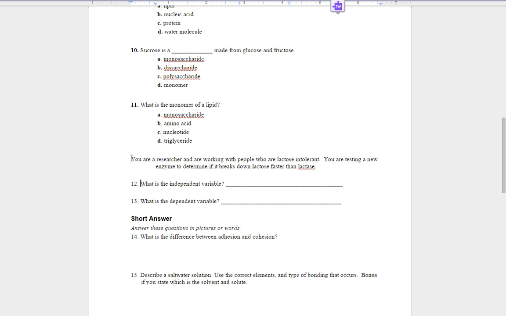I'll read it again. You are a researcher and are working with people who are lactose intolerant. You are testing a new enzyme to determine if it breaks down lactose faster than lactase. Okay, you need to identify the independent variable, and you need to identify the dependent variable.